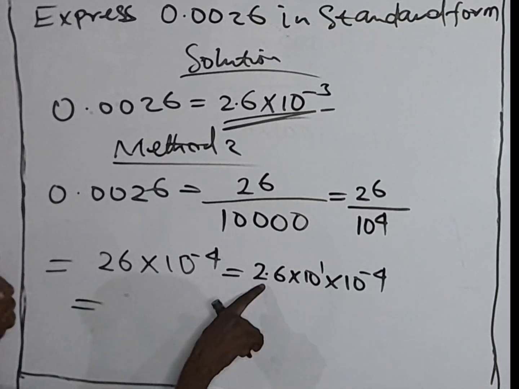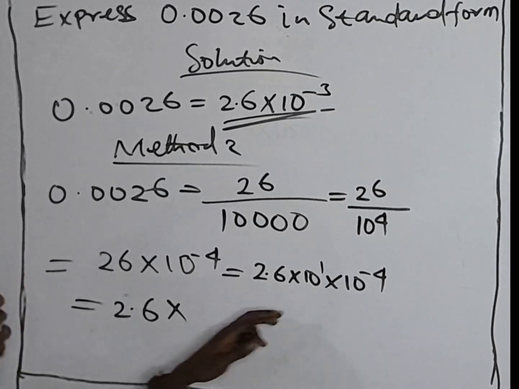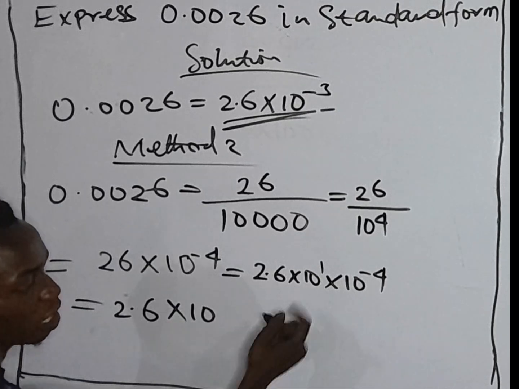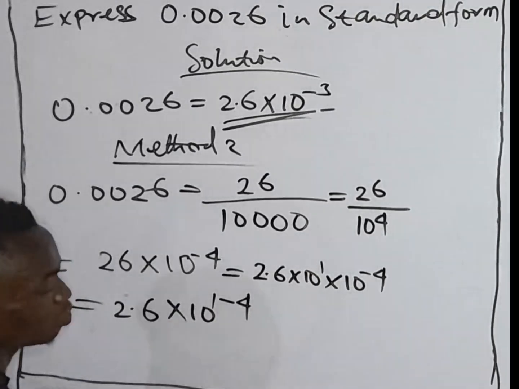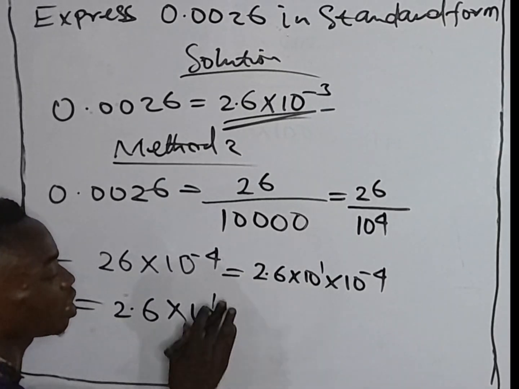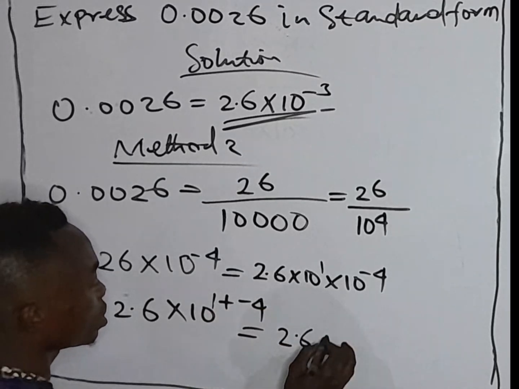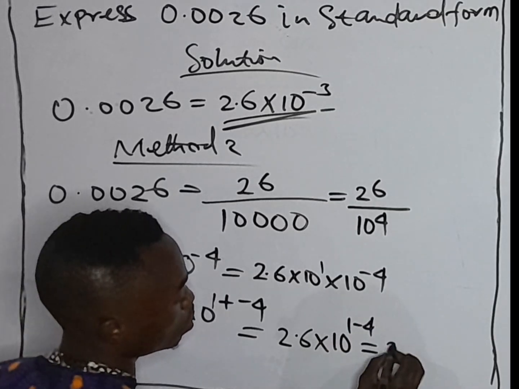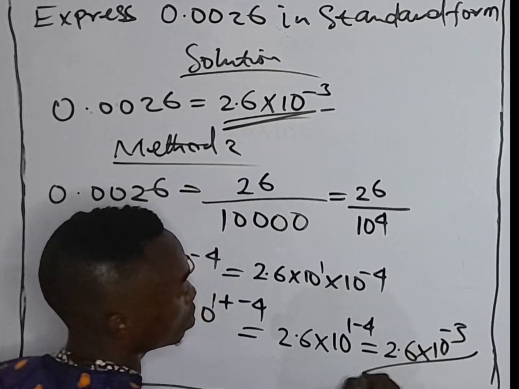I know this thing is still equal to, I'll write the same thing, 2.6 times, from the law of indices, when they have the same base, take one base and add their powers. So I will take one base, which is 10, and add their powers. I'm having 1 minus 4, right? I know somebody may ask me, why didn't I write plus and then minus 5? It's still the same thing, because if I have plus minus 4, it's still the same thing as writing 2.6 times 10 raised to power 1 minus 4, right? And this thing is equal to 2.6 times 10 raised to power minus 3. This is the correct answer.